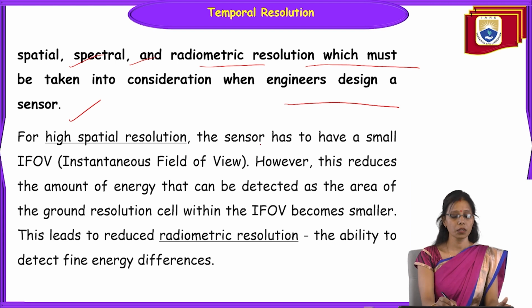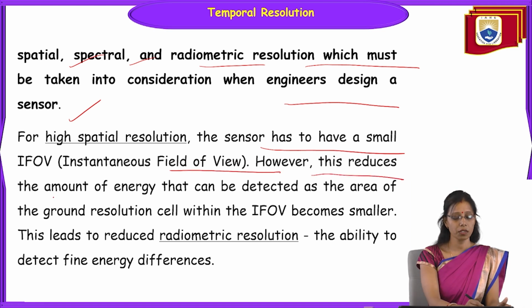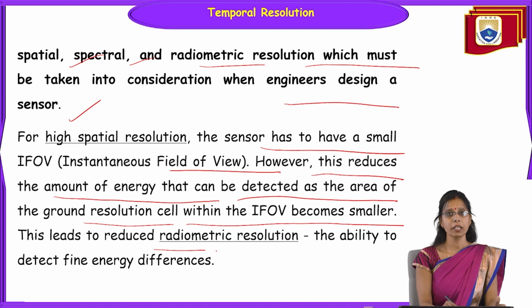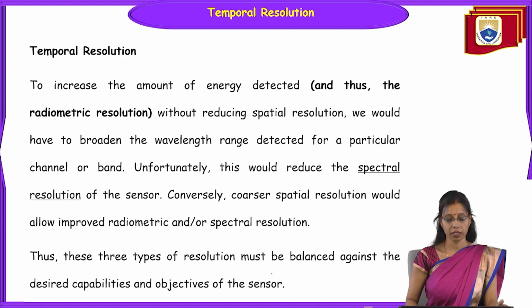For high spatial resolution, the sensor has to have a small instantaneous field of view. However, this reduces the amount of energy that can be detected in an area. The ground resolution cell within the IFOV becomes smaller. This leads to reduced radiometric resolution, the ability to detect fine energy differences.